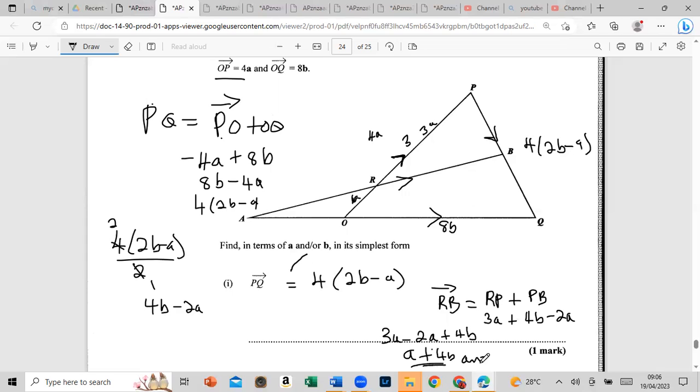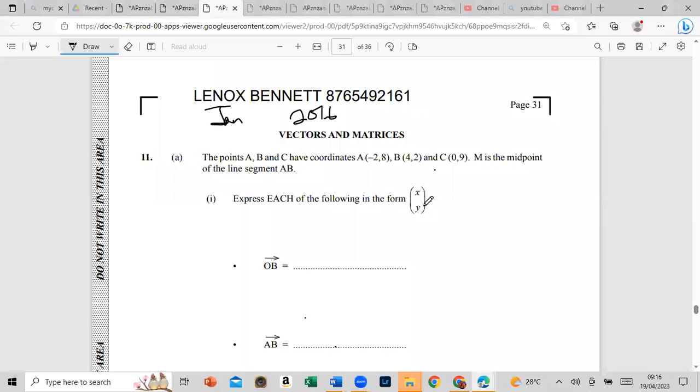Let's see if we can get our next paper to do the vectors in it. Alright, let's go, let's go. Alright guys, welcome back to the next paper.